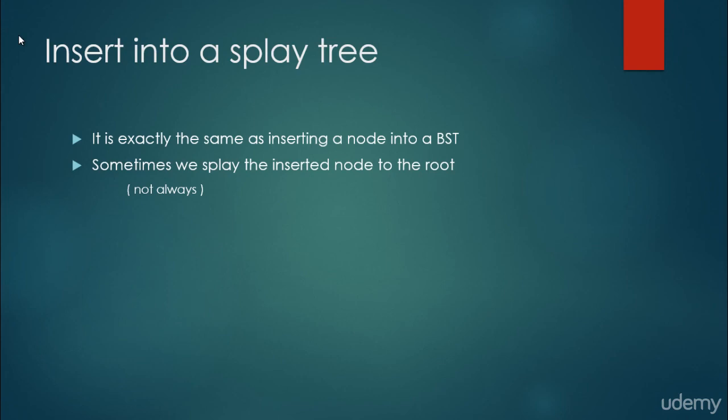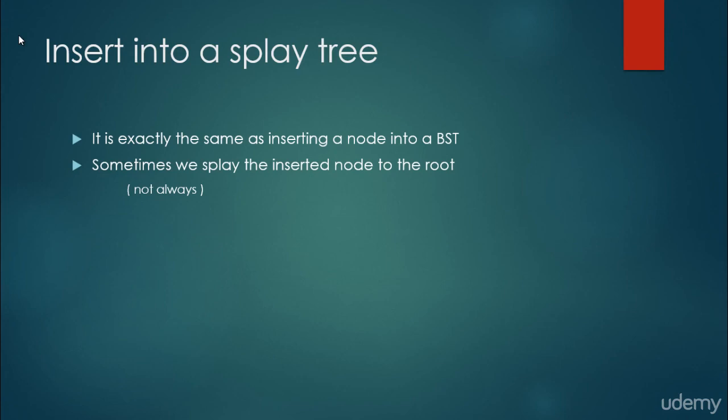So what about insertion into a splay tree? It is exactly the same as insertion into a binary search tree, but sometimes we splay the inserted node to the root, as we have seen for searching, but not always. I have seen some implementations where we use the splaying only if we want to find or search for something, but on the other hand, there are some implementations of splay trees where we make the splaying on insertion too.